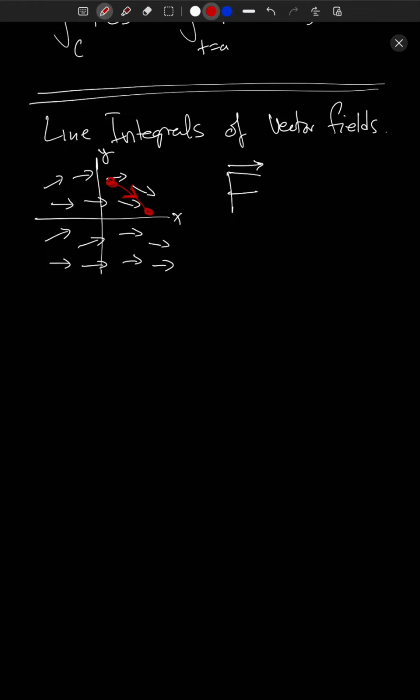So we can think of this situation in two ways. One is, this is a force field. And one thing we've actually worked with in the past, let me draw a mini picture here. This is our curve. This is one of the vectors in our vector field on the curve.